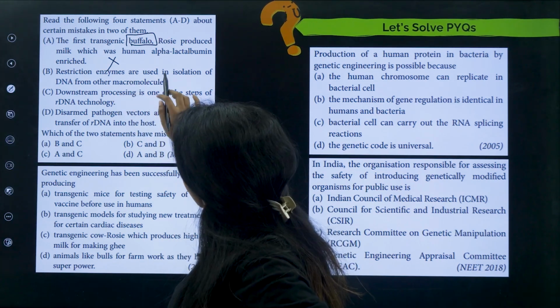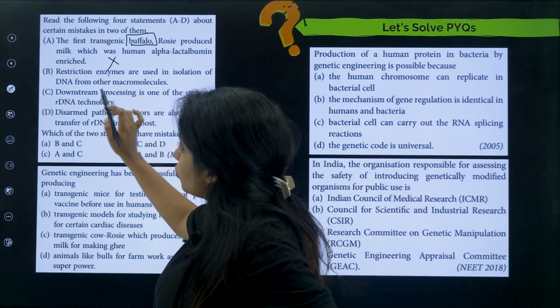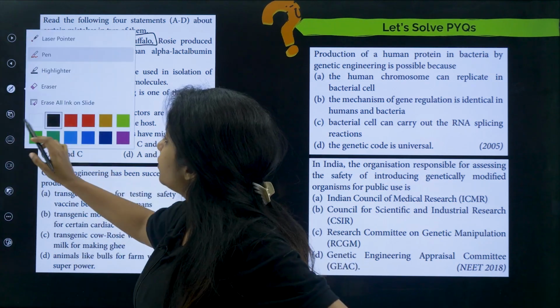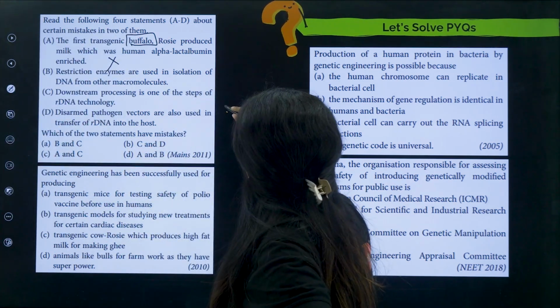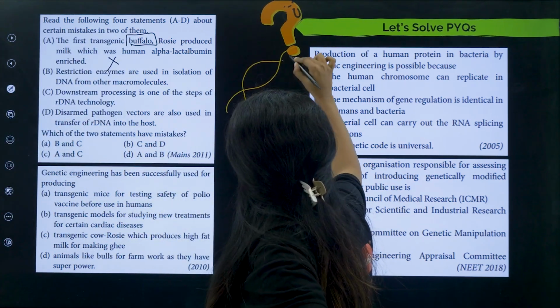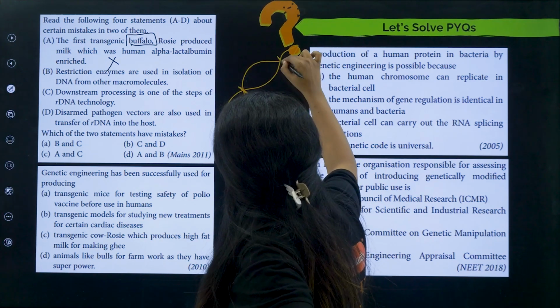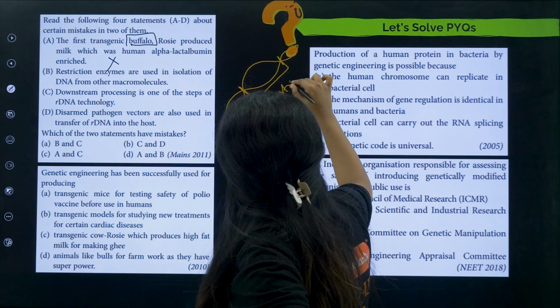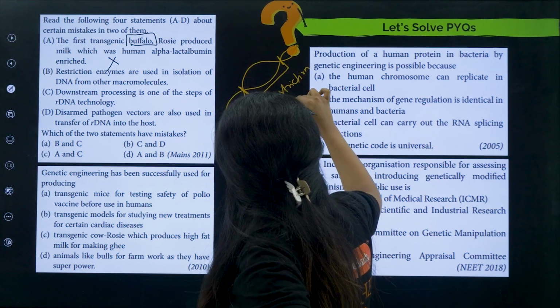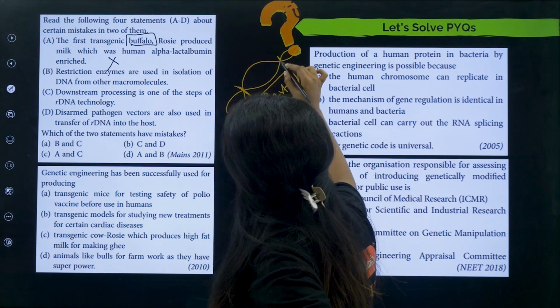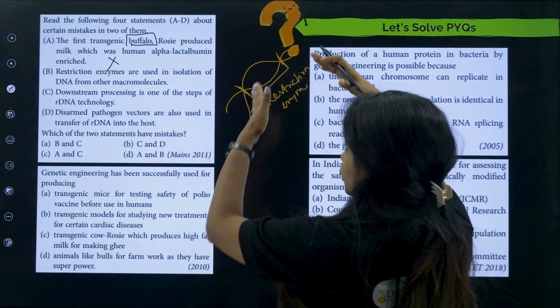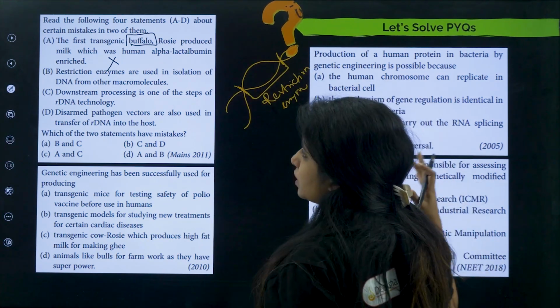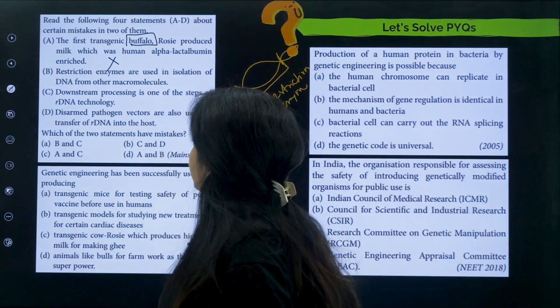Now restriction enzymes are used in isolation of DNA from other macromolecules. No, children. Why do you need restriction enzymes? For example, if this is the DNA and I have the gene of interest over here, I am going to cut the gene of interest with the help of enzymes which are known as restriction enzymes. They are going to make a cut over here, they are going to make a cut over here, and then I can use this gene of interest and put it somewhere else. That is why I need restriction enzyme.